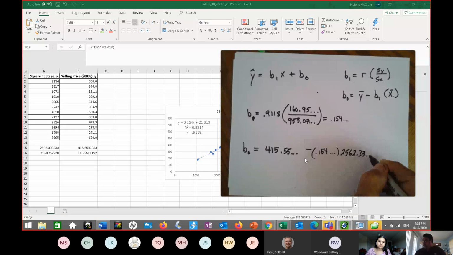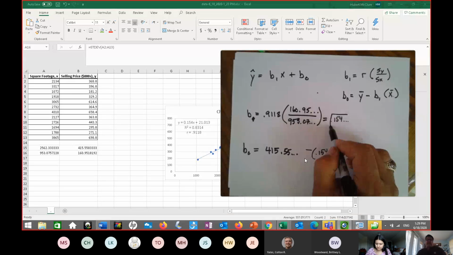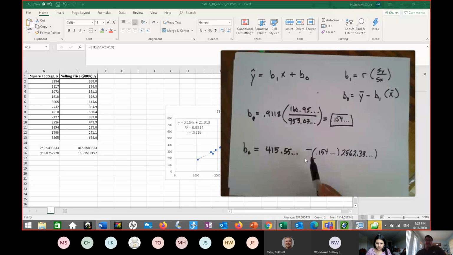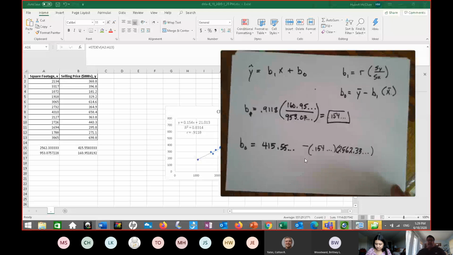Somebody do that right quick. This one right here, 415 minus these two guys multiplied. Just give me 3 digits. It's just to check to see if it looks like this one right here. You should come out with 21.01 something.